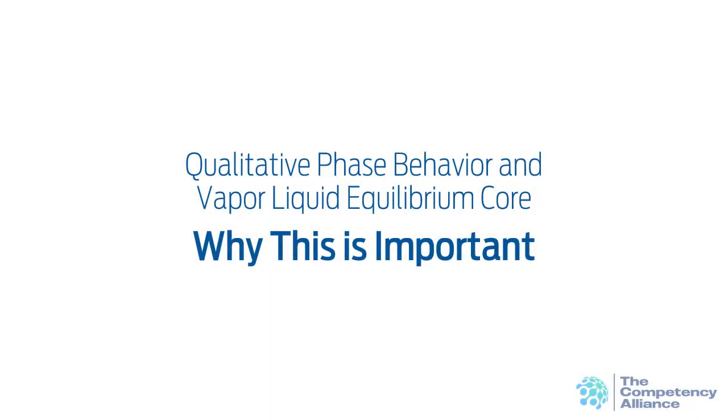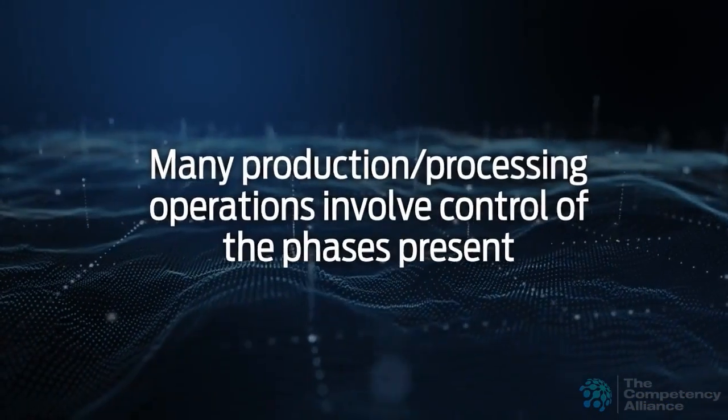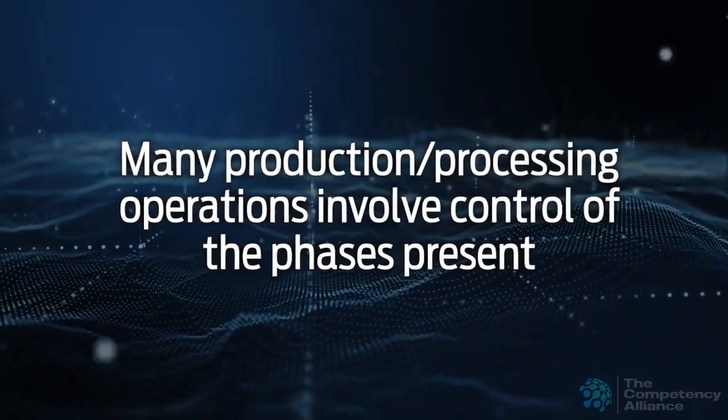This skill module covers qualitative phase behavior and vapor-liquid equilibrium at the core knowledge level. This section discusses why this topic is important. Many production processing operations involve control of the phases present.